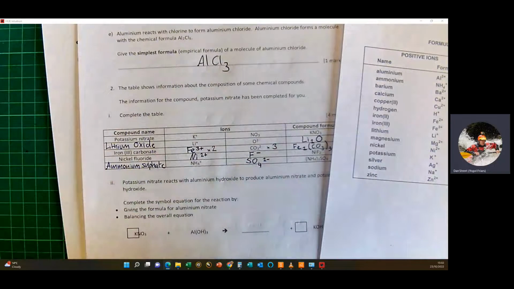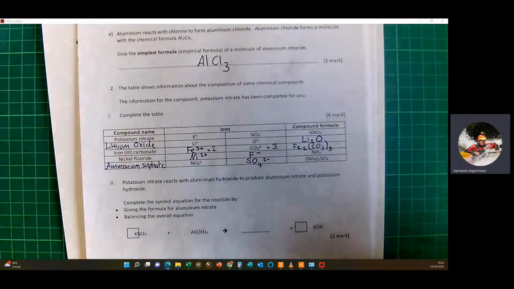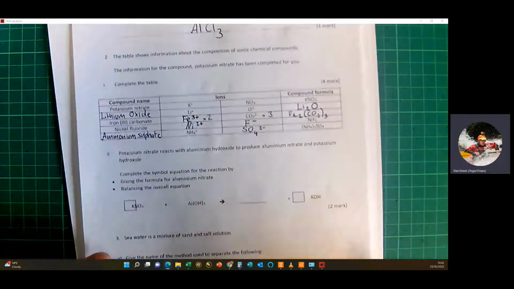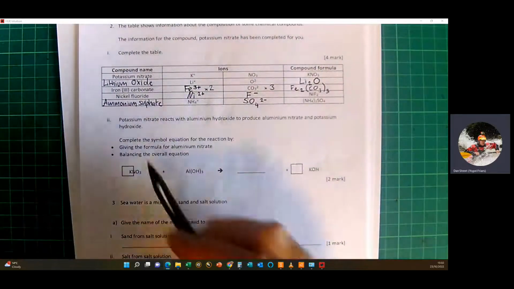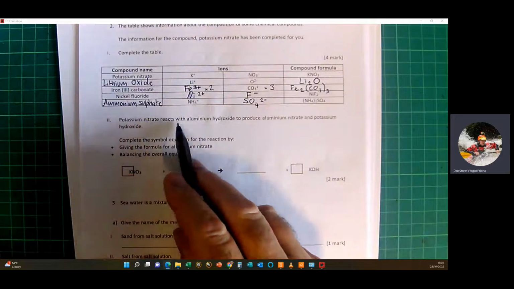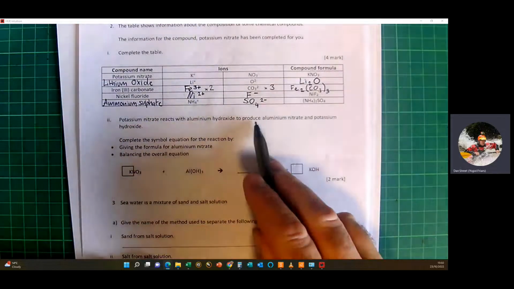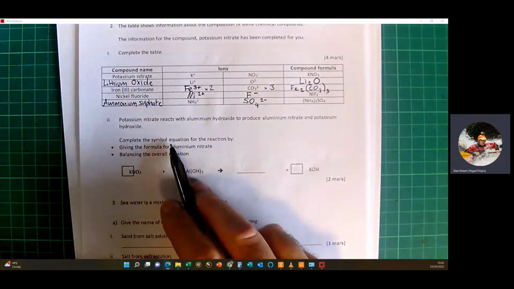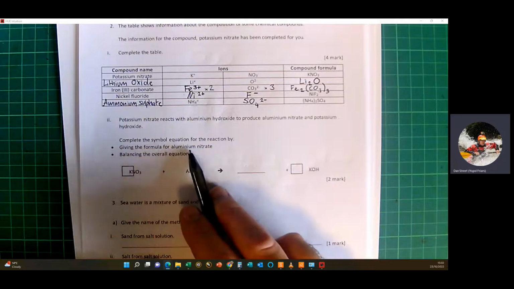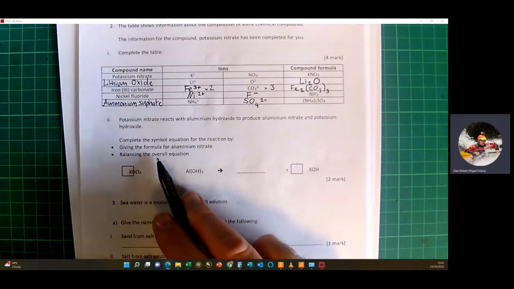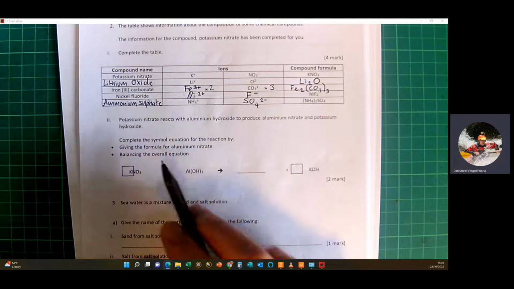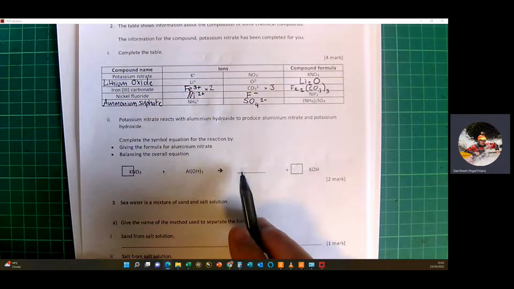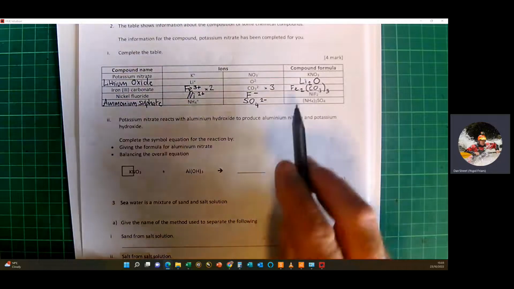Okay, so we're moving on now to the next question. And this question tells us some things that we need to remember or use later on in the question. So potassium nitrate reacts with aluminium hydroxide to produce aluminium nitrate and potassium hydroxide. Complete the symbol equation for the reaction by giving the formula of aluminium nitrate and balancing the overall reaction equation. Now, giving the formula for aluminium nitrate, that's to go in this gap here, we're doing exactly the same as we've done in the previous question.